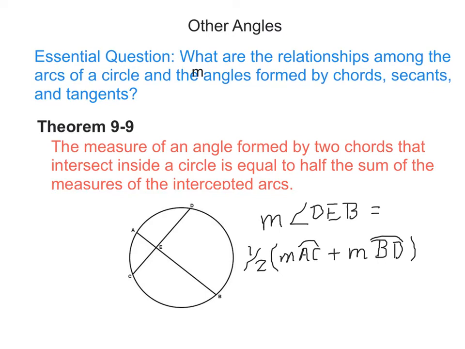So what exactly is this theorem saying? This theorem is saying that the measure of angle DEB, which is going to be this angle right here, is equal to 1/2 the measure of arc AC over here plus the measure of arc BD, which is over here. So the measure of angle DEB is equal to 1/2 the measure of the sum of the arc AC plus the measure of arc BD.